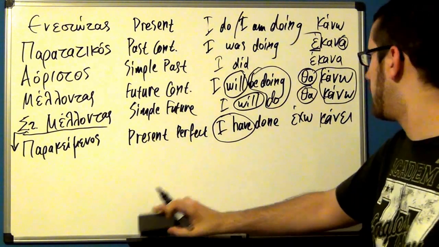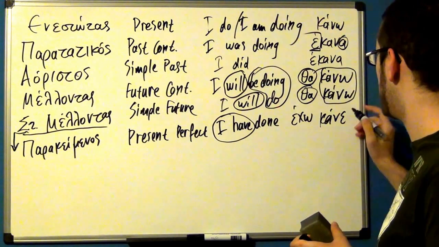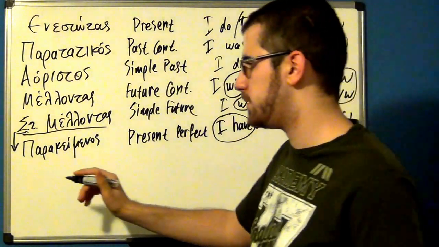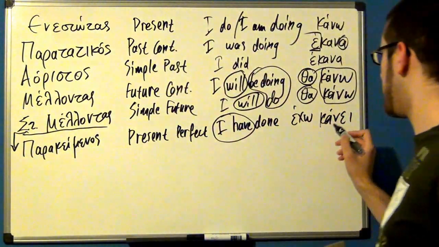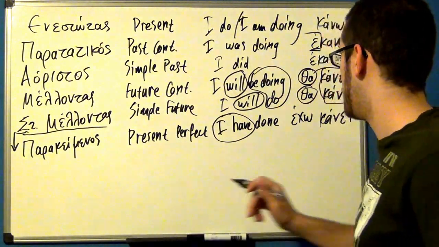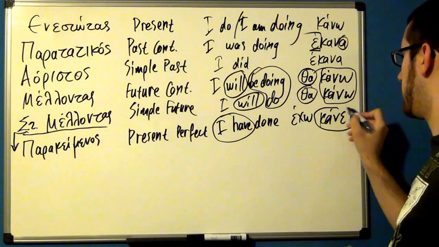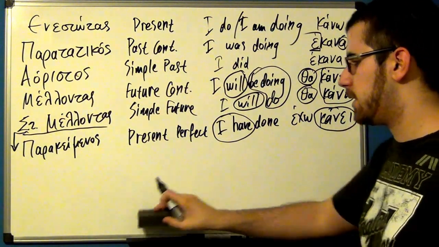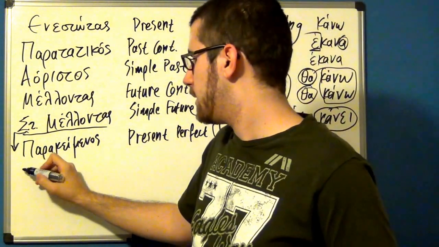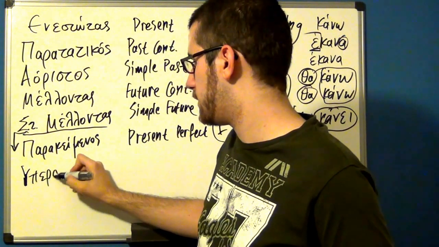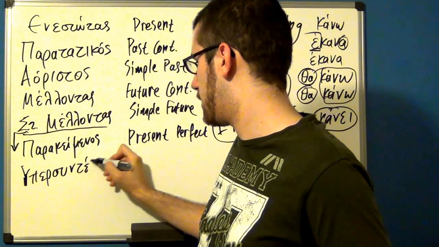It's hard to explain, but I hope it's going to be clear enough when I do the specific conjugation for this tense. Just keep in mind that if you know one of these three, there are going to be two more right here. If you know this, then you can do all the rest of the conjugations. You will say υπερσυντέλικος.